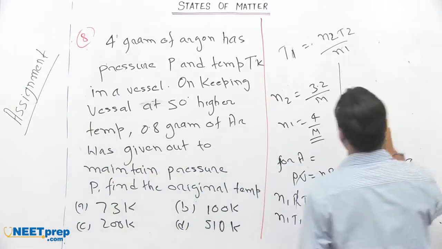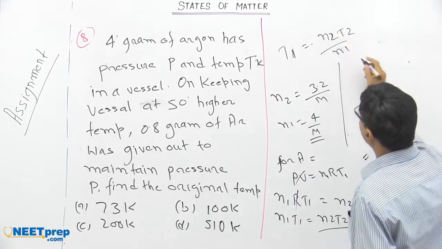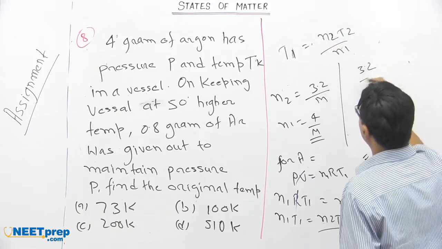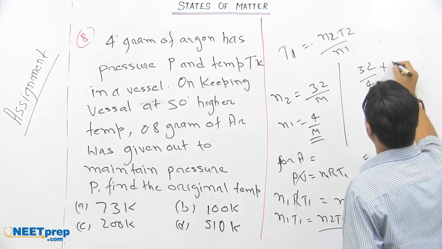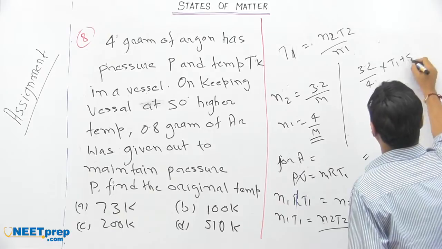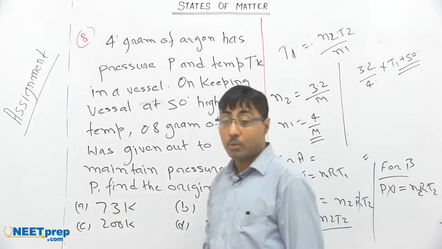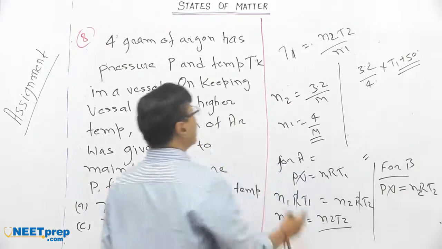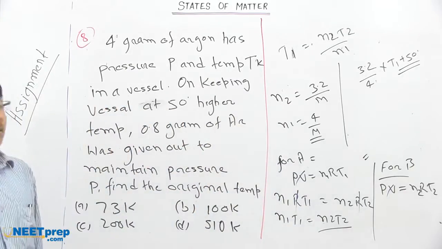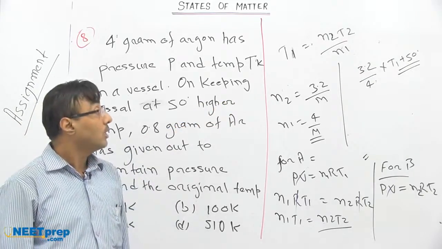So finally the equation will be: this one is 3.2 divided by 4 into T1 plus 50 degree, and this side it's T1. So find out the value of T1.